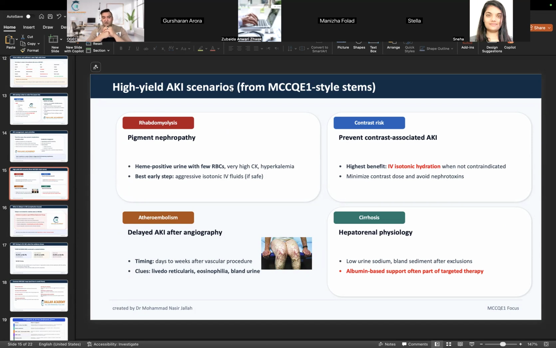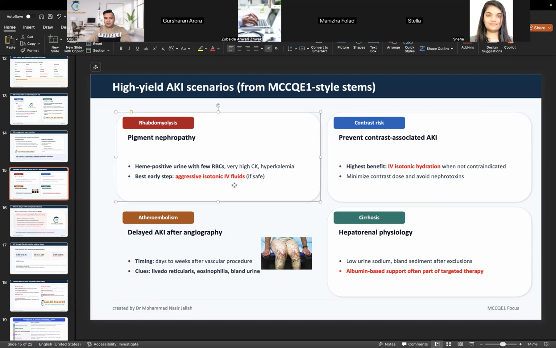For rhabdomyolysis, they will give you a pigmented nephropathy, heme-positive urine with a few RBC. If you see heme-positive, think about rhabdomyolysis. Okay? Not only that, they will give you heme-positive urine with a few RBC. They will give you high creatine kinase, hyperkalemia. The best early step is aggressive isotonic fluid.